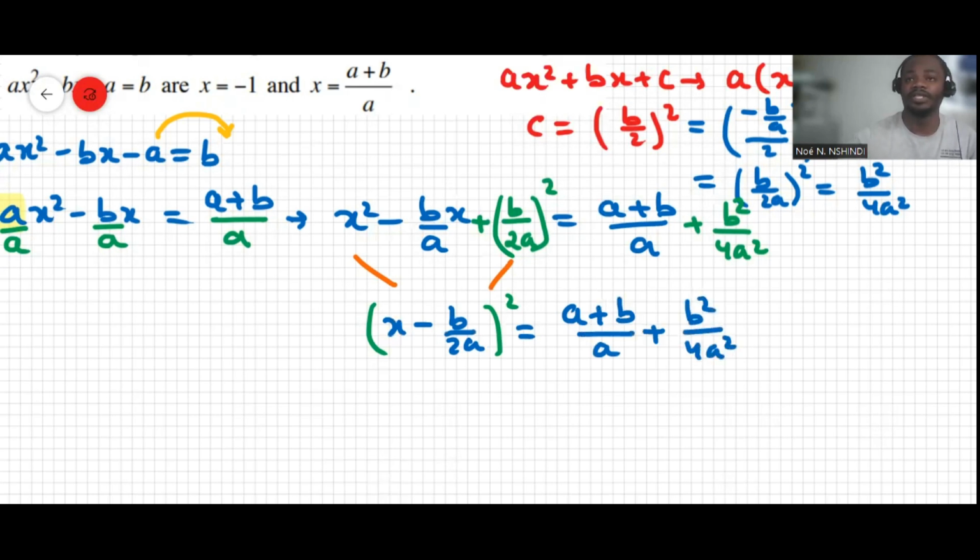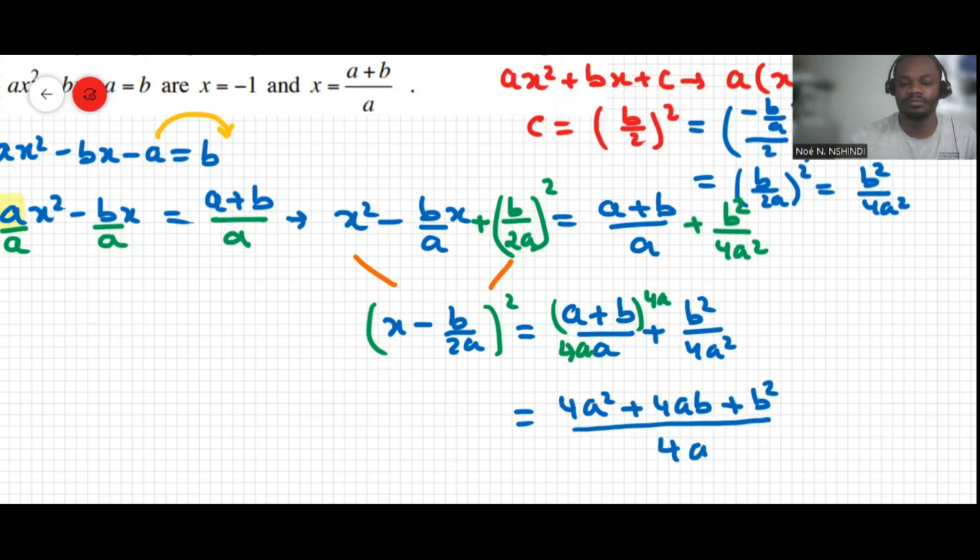Now, on the right hand side, I need to write everything with a common denominator. So I must times here by 4a, okay, and times there also by 4a. I times it by 4a. So now this will become 4a times a, that makes 4a squared. 4a times b makes 4ab, and then plus b squared all over 4a squared. Okay.